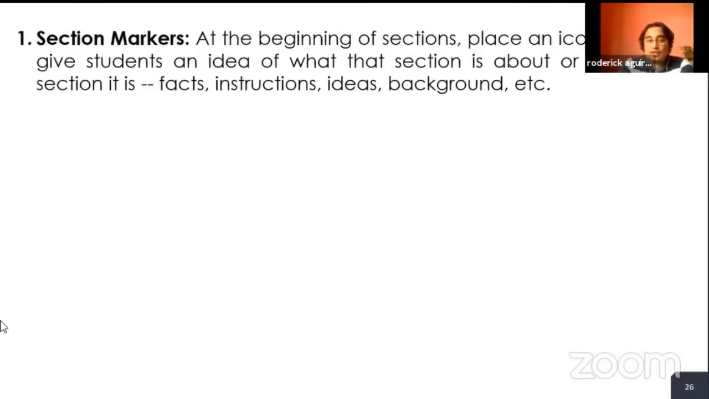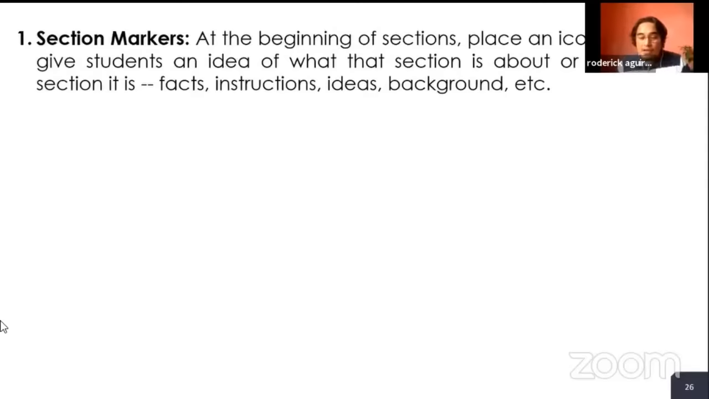All right. So these are the things that we need to think of icons for. One is section markers. At the beginning of the sections, place an icon that helps give students an idea of what the section is about or the kind of section it is, like facts, instructions. So mas maintindihan ng bata ang module na yon kung ang ating section markers po natin or page breaker po natin ay may mga icons or pictures that summarize the lesson itself. Okay?